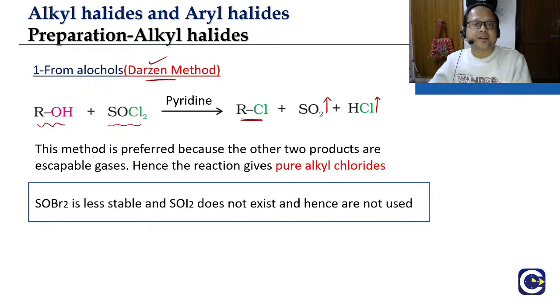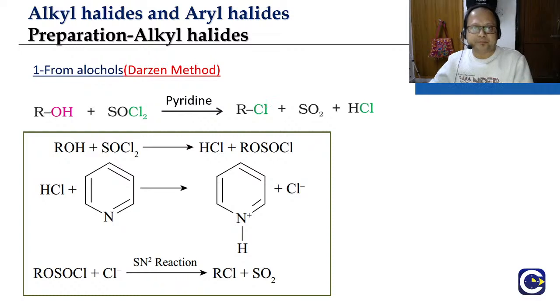And hence we get the best preparation method with the help of this. But we cannot have thionyl bromide or thionyl iodide. Why? Thionyl iodide does not exist simply, and it is very unstable, so expecting it to give us alkyl iodides is futile, right? So we rely more on thionyl chloride, and we do get excellent results with thionyl chloride in the preparation of RCl, right? Now what is the background, what is the mechanism of this, right?